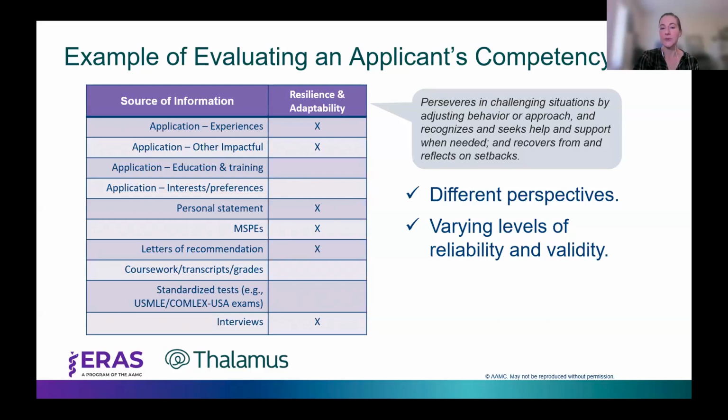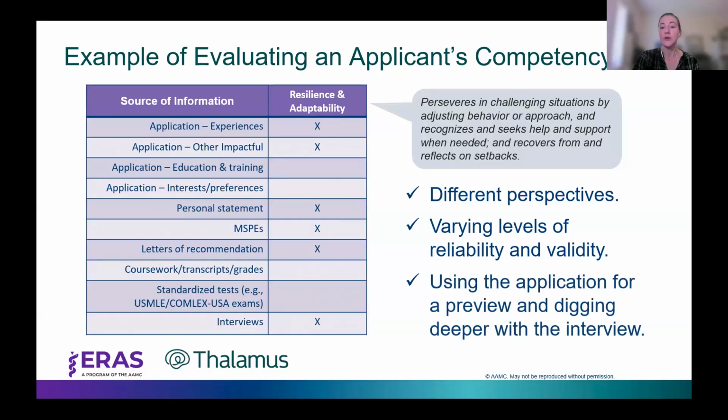And this program also realized that the application isn't necessarily designed to provide a deep dive into this competency. So they use their interview in a really smart way by adding a question specifically designed to gather more direct and detailed information about this important mission-aligned and job-related competency. So using triangulation in this way helps you think through which information will speak to each competency you want to evaluate and can be complemented by other pieces of information within the application.